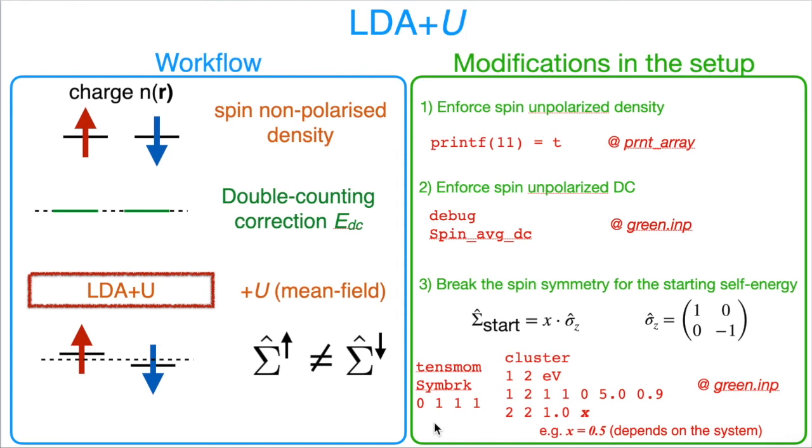So we use the tensor moment to break the symmetry, and there is a special notation for tensor moments. You can look it up in the manual. This one would correspond to the sigma z Pauli matrix. So it will shift spin up states up and spin down states down by a certain amount, and this amount is given by the prefactor x, which we also specify in the input file. In case of nickel oxide, since we have two different atoms with opposite spin directions, here the factor x will be either positive or negative.